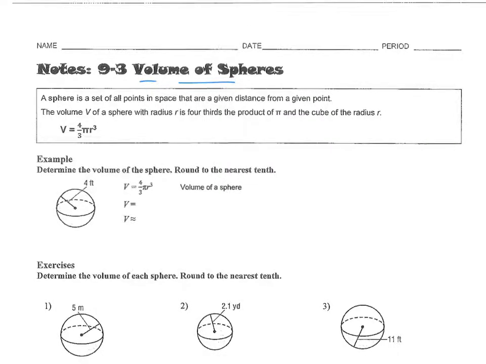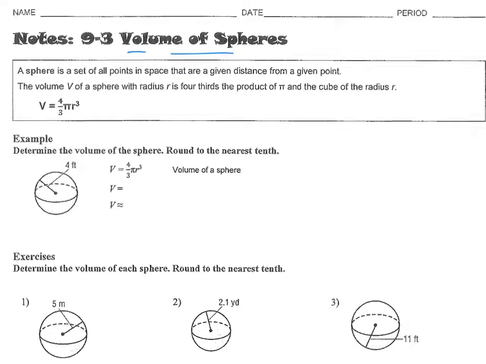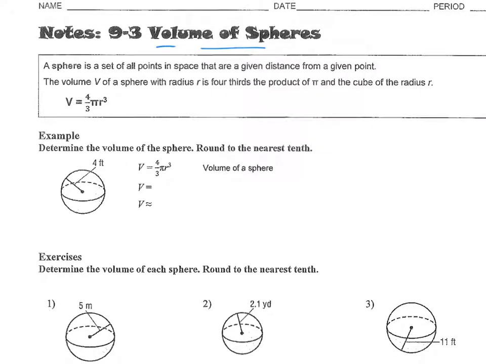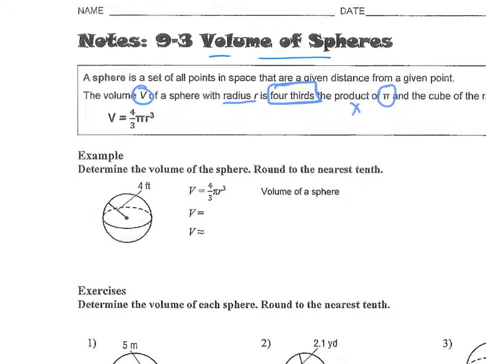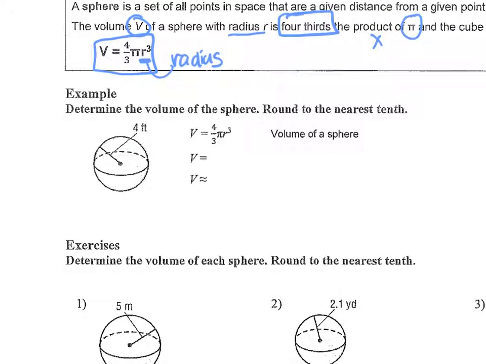You don't even have to figure out what the area of the base is, because there is no base because it's a sphere. So the volume V, capital V, of a sphere with radius r is 4/3 the product, so that means we're multiplying, of pi and the cube of the radius r. So every single time you have to find the volume of a sphere, you're using that formula, and you're not changing anything about that formula. Literally the only thing you have to find is the radius. That's it. That's the most work that you have to do, and then plug it into your formula.